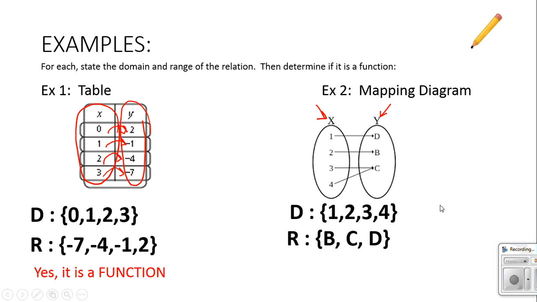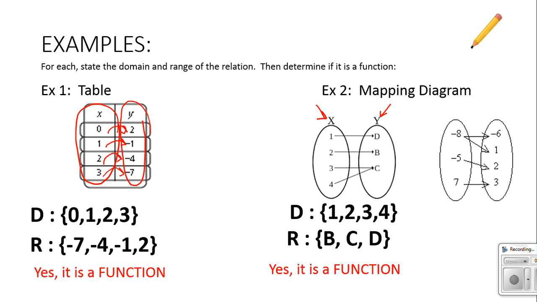Now, is this a function? Okay, I've got 1 going to D. Okay, so I have Pop Machine giving me Diet Coke. I have button number 2 giving me blue Gatorade, and I've got button number 3 giving me carrot juice, and button number 4 giving me carrot juice. Remember, we can have 2 buttons that give us the same thing. So this is a function.